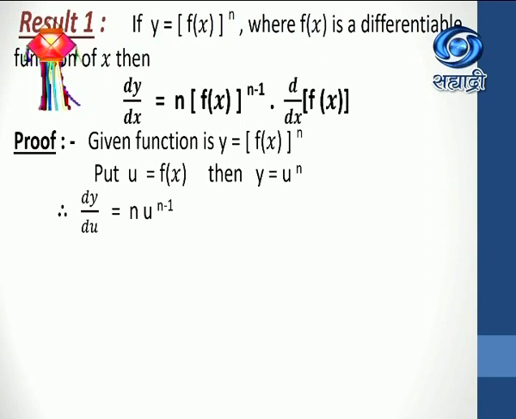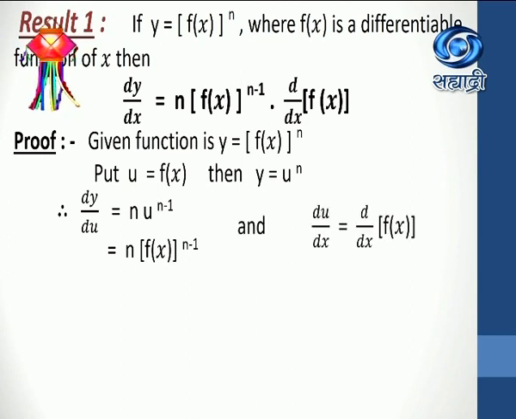Therefore, dy by du is equal to the derivative of u raised to n. The derivative of u raised to n with respect to u is n into u raised to n minus 1. Now put the value of u. So dy by du is equal to n into f of x raised to n minus 1. And the derivative of u with respect to x is equal to the derivative of f of x with respect to x.